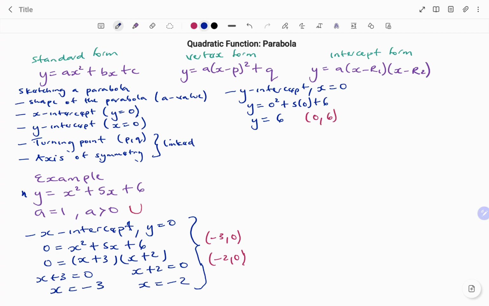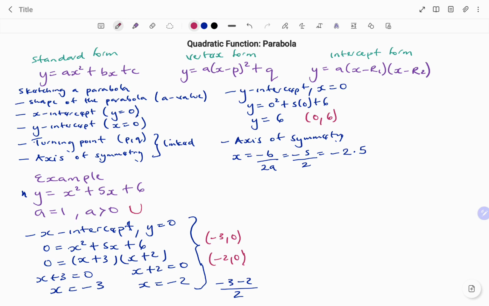The last point I need to note is my axis of symmetry. To find that, the value of x is equal to minus b over 2a. Minus b is minus 5, over 2a, where a is 1, so that's 2. That's minus 2.5. You can also find it by dividing. If you add from my x-intercepts, you have minus 3 plus minus 2 divided by 2. That's the midway in between the x-intercepts.